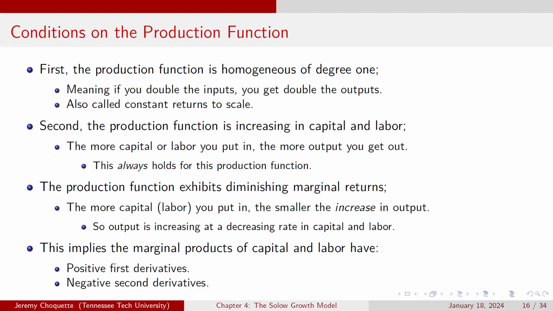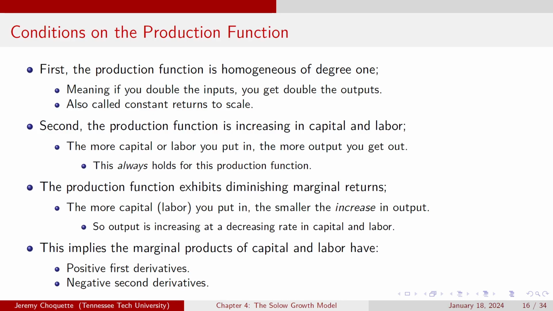So anyways, here's a couple of conditions we want to put on the production function. First, the production function is homogeneous of degree 1. That means we have constant returns to scale. If you double the inputs, you're going to get double the outputs. Second, the production function is increasing in capital and labor. So the more capital or the more labor you put in, the more output you'll get out. Now, this always holds for this production function.